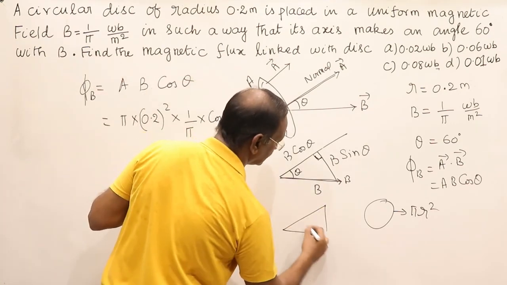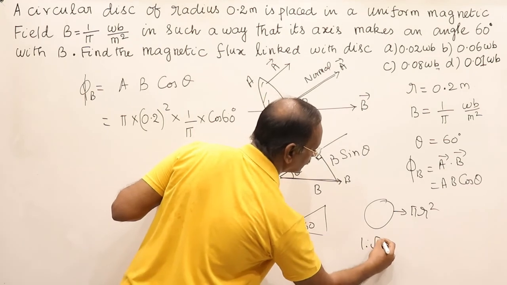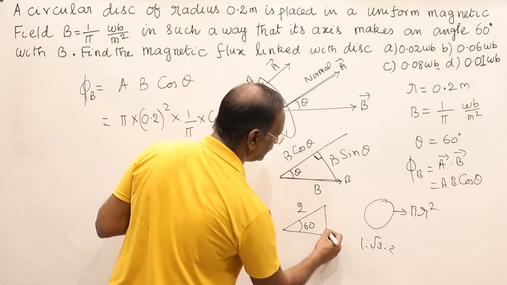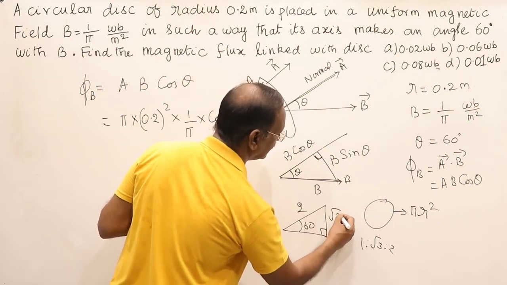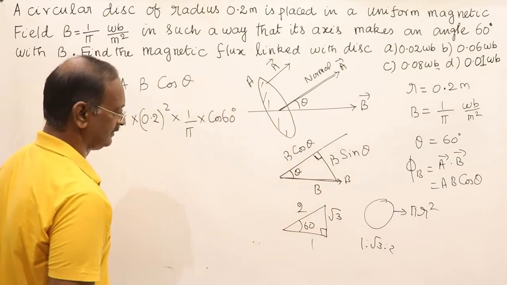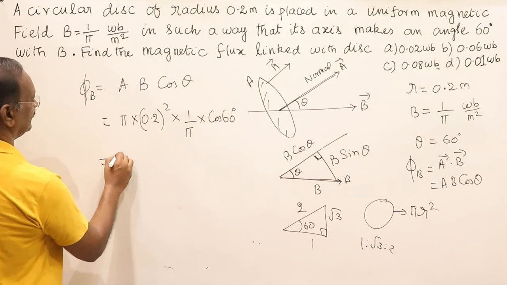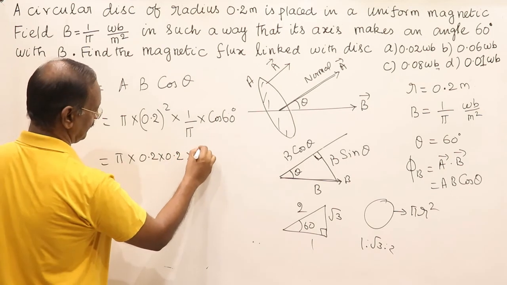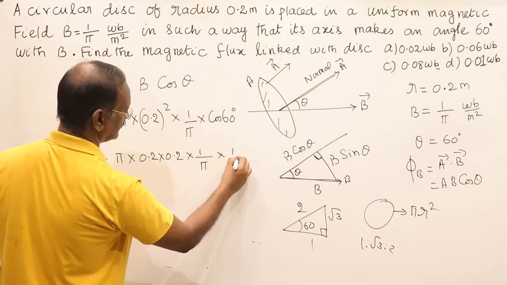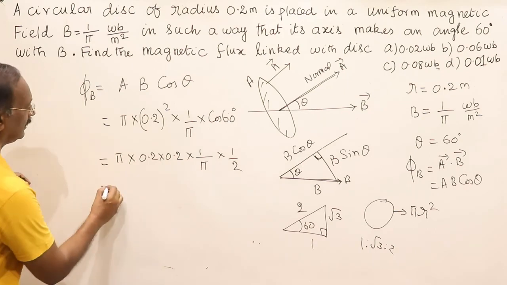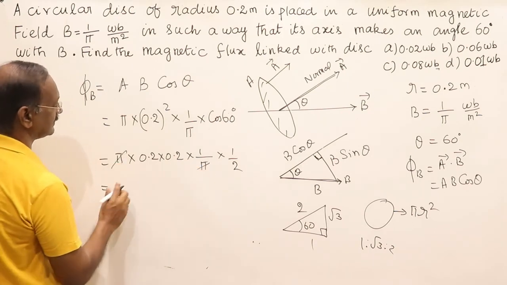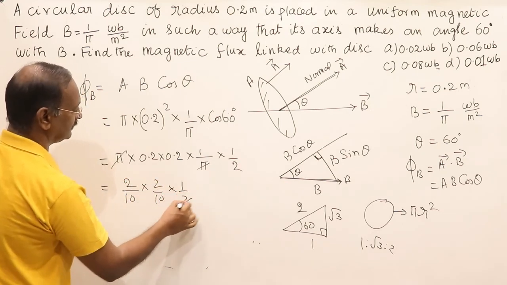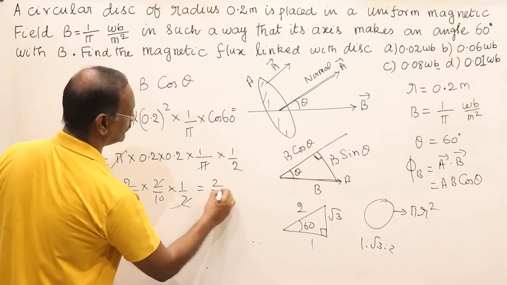If we draw the triangle for 60, the sides are 1 is to root 3 is to 2, and the bigger side will be the hypotenuse. If this is 90, this will be 30, where 30 is there put root 3, so cos 60 is equal to half. Therefore, this will become pi into 0.2 into 0.2 into 1 by pi into half. The pi gets cancelled. This can be written as 2 by 10 into 2 by 10 into 1 by 2, which is equal to 2 by 100.